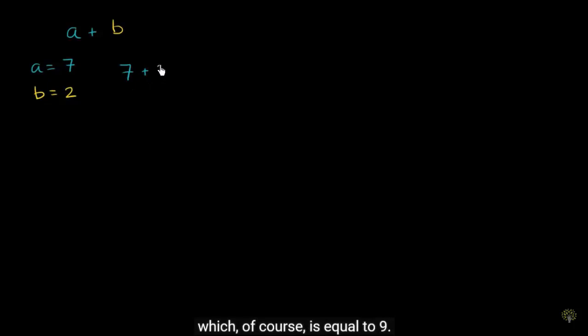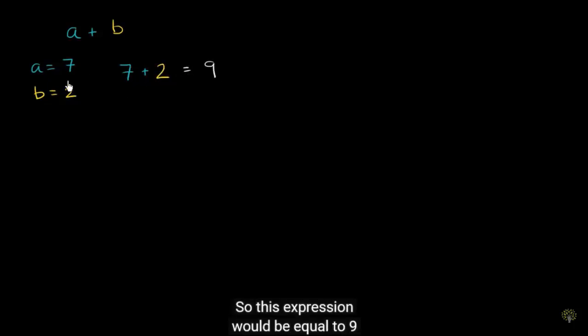Well, wherever we see the a, we would just replace it with the 7. And wherever we see the b, we'd replace it with the 2. So when a equals 7 and b equals 2, this expression will be 7 plus 2, which of course is equal to 9. So this expression would be equal to 9 in this circumstance.